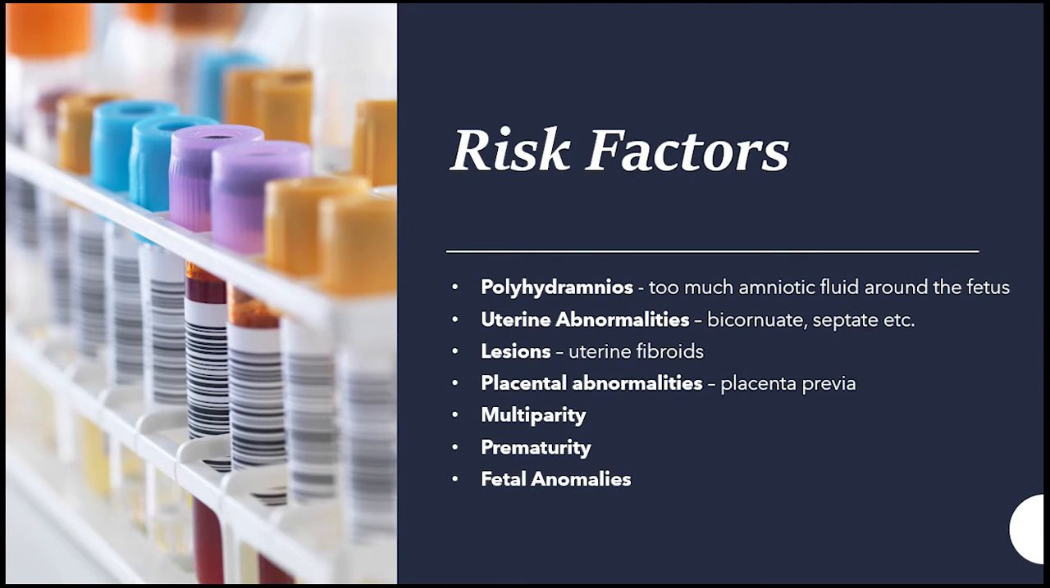There are a number of risk factors that can cause a breech presentation. These include polyhydramnios, where there is too much amniotic fluid around the fetus during pregnancy, uterine abnormalities, such as bicornuate, a heart-shaped uterus, and septate, which is a normal uterus with a wall of tissue creating two cavities, lesions such as uterine fibroids, placental abnormalities such as placenta previa, multiparity, and fetal anomalies.